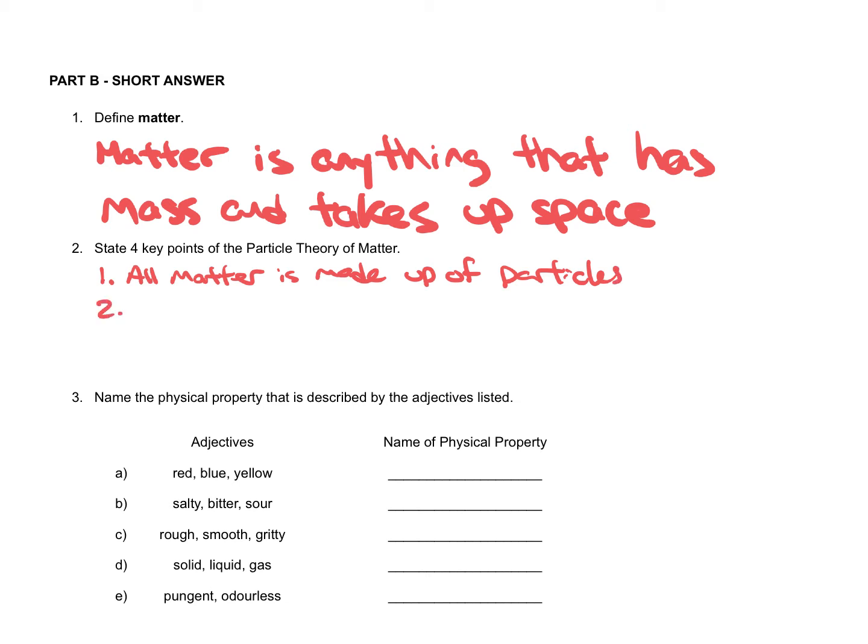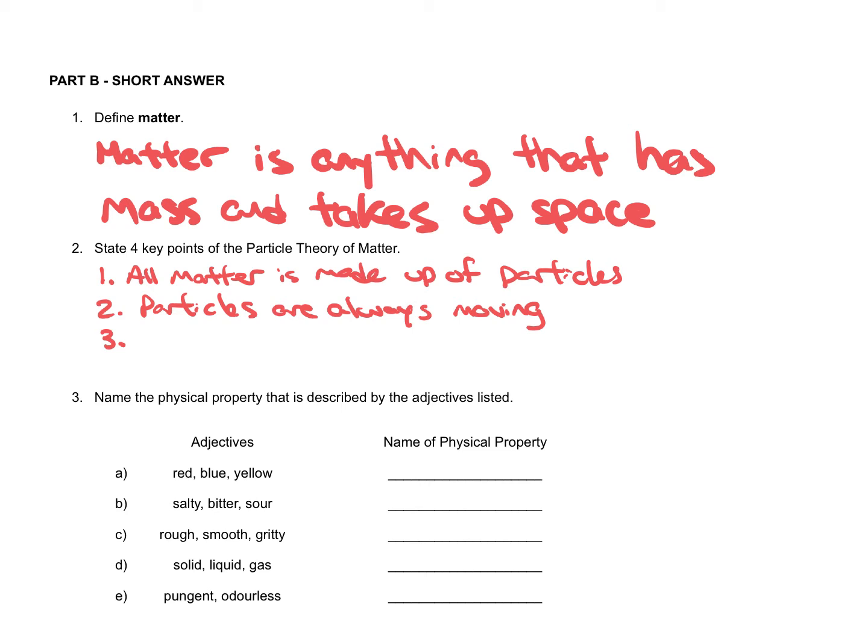Particles are always moving. I like to describe them as vibrating or jiggling. So even if the object itself doesn't look like it's moving, those particles that make up the object are always moving and jiggling. And depending on how much space is in between each of these particles, we can have either a solid, liquid, or gas.